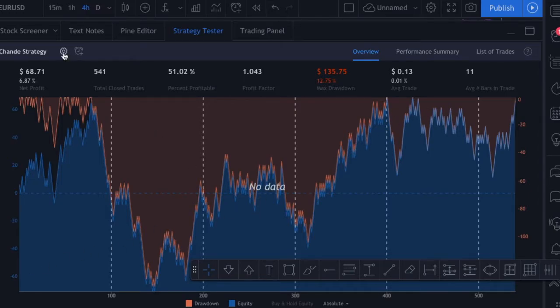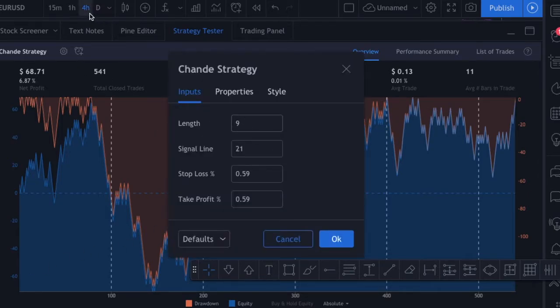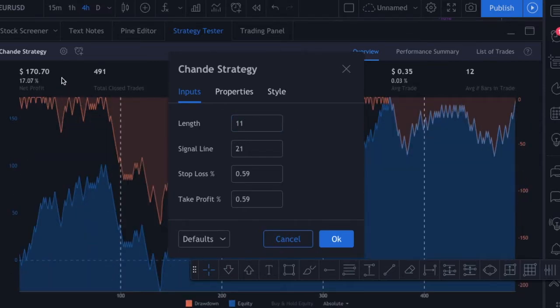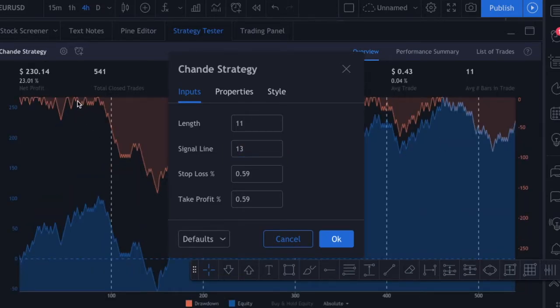So what are the actual settings? For the 4-hour EUR/USD chart, the length instead of 9, you want that to be up at 11. That already gets us up to 17.07%. And the signal line, instead of 21, you want to bring that down to 13. And that gives you a net profit of 23.01%.